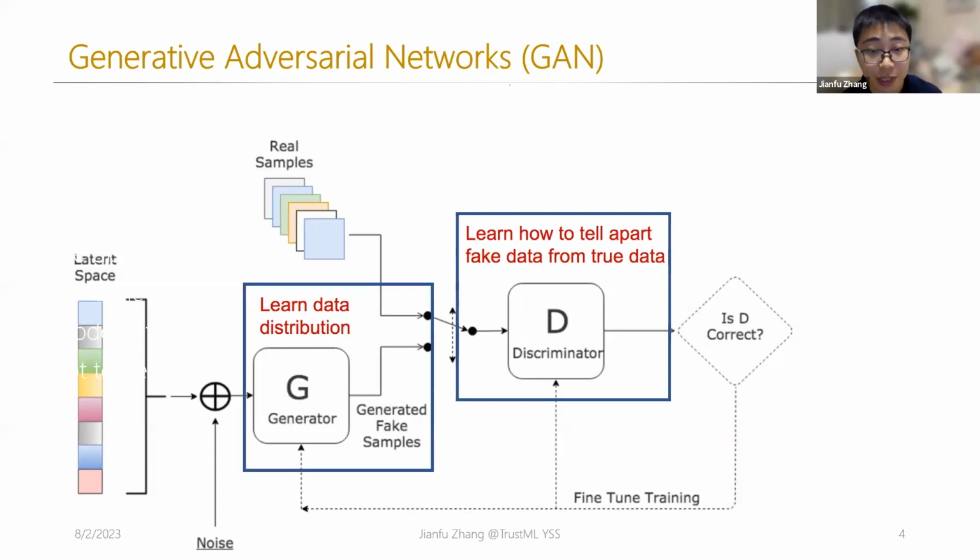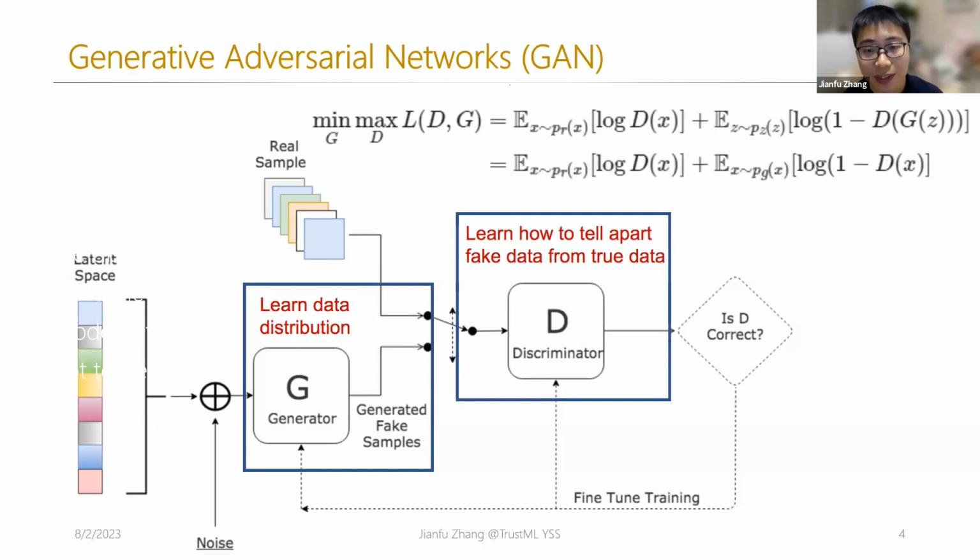The second part is generator. The generator is responsible for producing synthetic samples based on noise variable inputs. By capturing the real data distribution, the generator aims to generate samples that are indistinguishable from real ones, effectively fooling the discriminator.